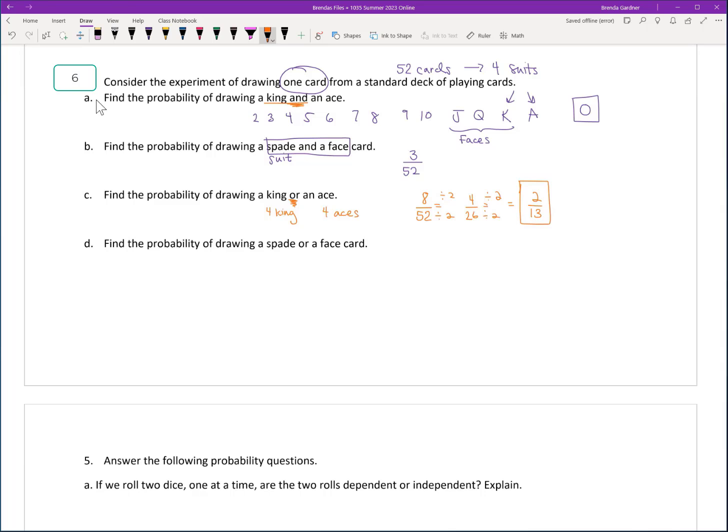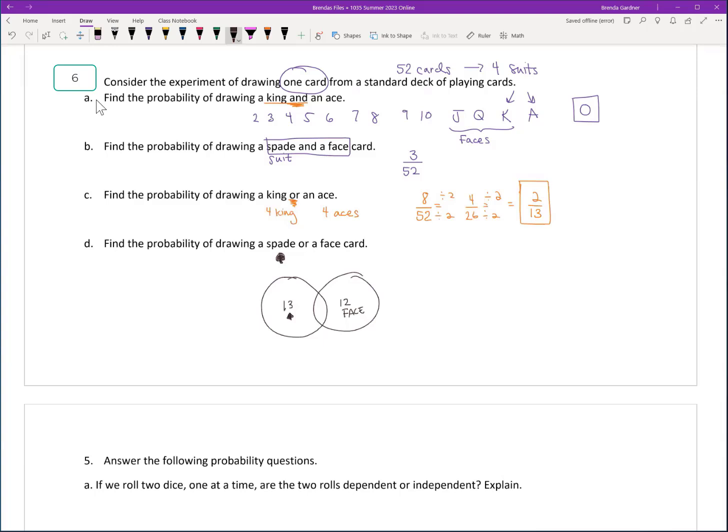Part D, find the probability of drawing a spade or a face card. So the spade is a suit. It looks like an upside down heart with a little tail. Or a face card. And so this is where there's some overlap. If we think about it like a Venn diagram, there are 13 spade cards, and there are some face cards. There are 3 face cards in each suit. So there are basically 12 faces.